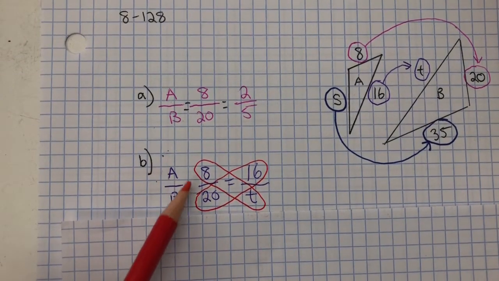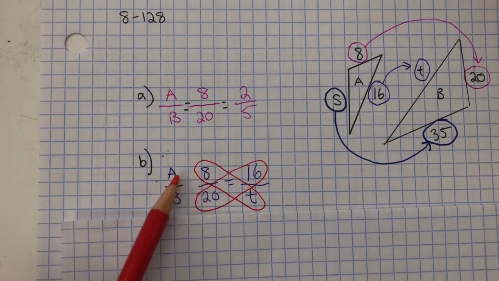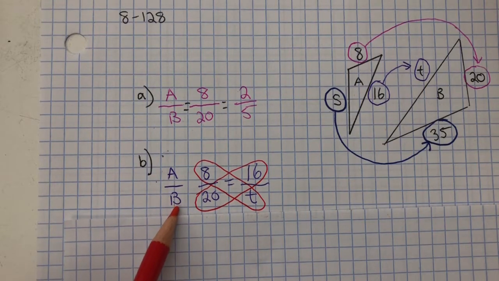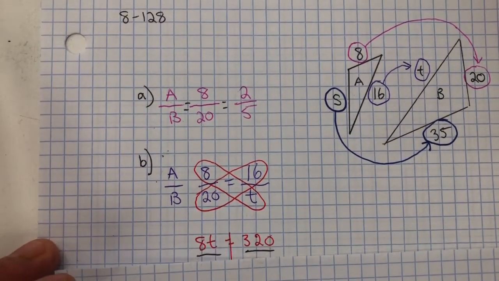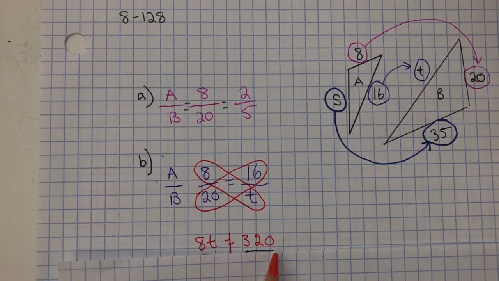The reason it's important to make sure you have your labeling here is that all of these values are from the A triangle. These values are from the B triangle. And now I cross multiply. 8 times T is 8T. 20 multiplied by 16 is 320.